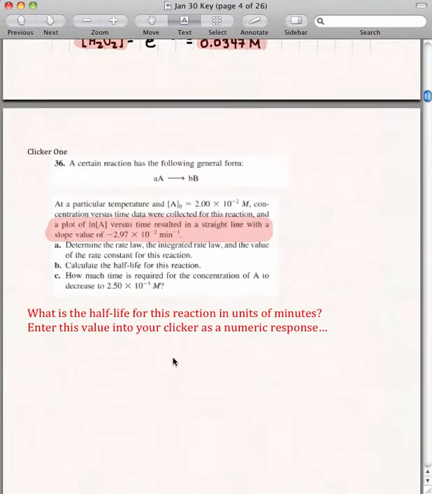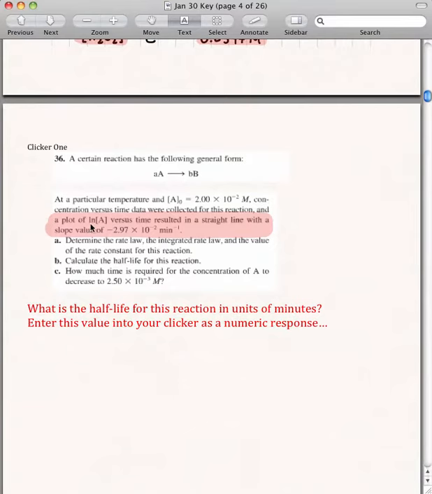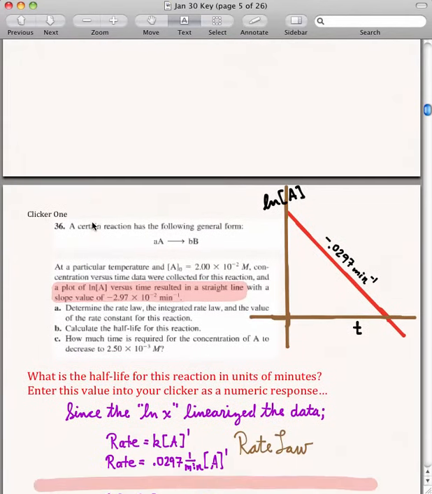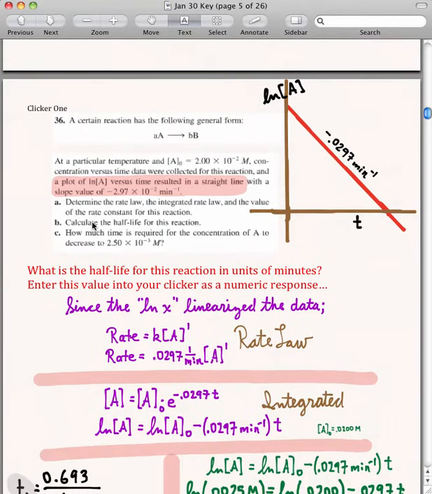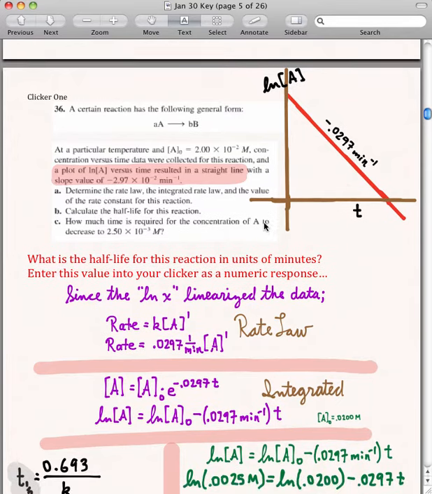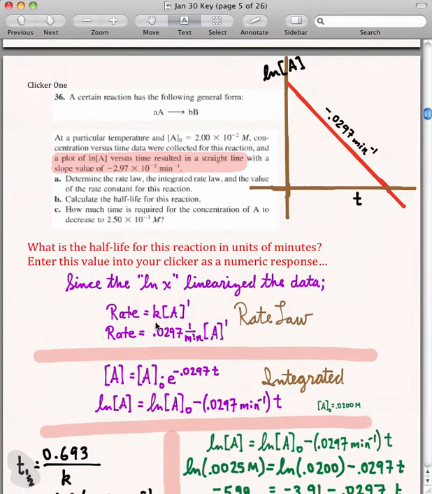On this one, we're told that we have some curvy data that is linearized by the natural logarithm of the concentration of A, and that tells me that it's first order in that reactant A. I didn't even have to calculate it, because they told me the slope of the line was negative 0.0297. The time is just the time in minutes, in this case, and the natural log of the concentration data linearized the graph. And if I know the slope of that line, then that constant k is 0.0297, 1 over minutes.